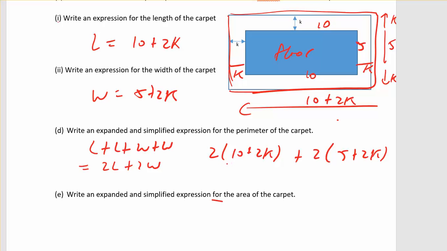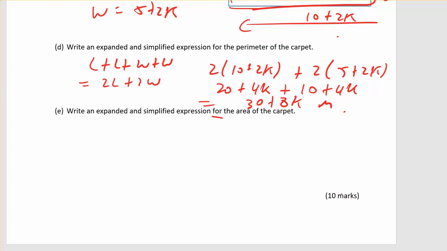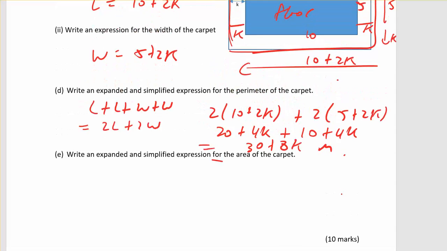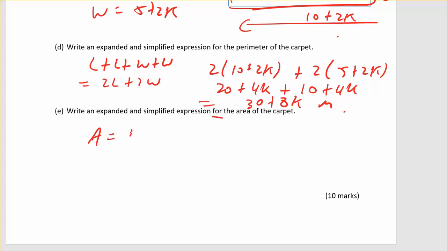Expand it, so we get 20 plus 4k, 2 times 5 is 10 plus 4k, like that. Collect like terms. So we got 30 plus 8k meters is the perimeter. Write an expanded and simplified version of the area. So area is length times width. So my length is 10 plus 2k, and we're multiplying by 5 plus 2k, which is width.